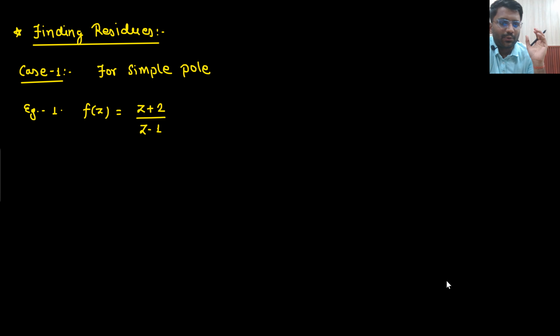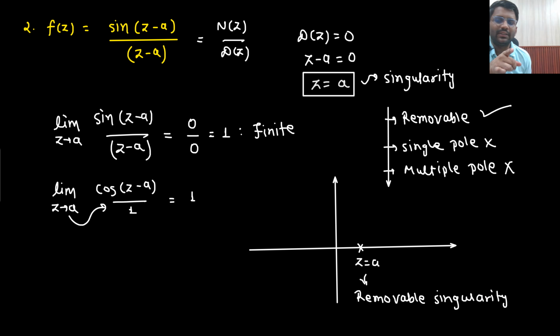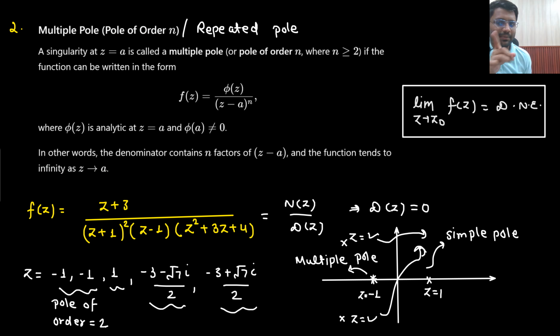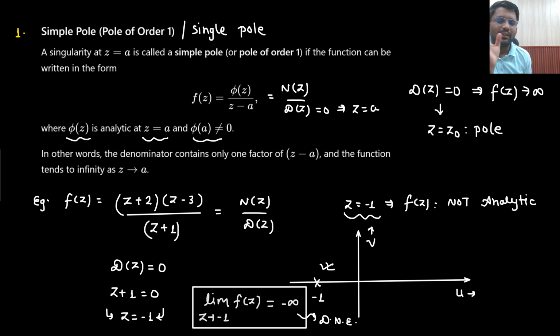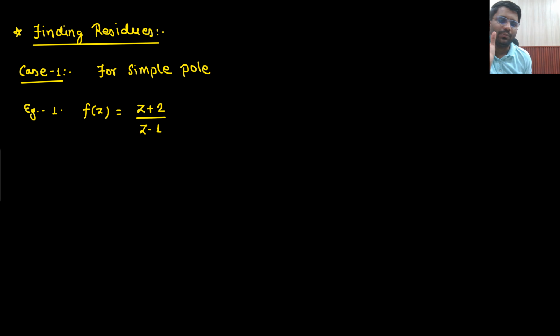So in this video, we are going to study about residues. In the last video, in the end, we studied about singularity. I hope you have revised the last lecture. Singularity, four kinds of singularity we have seen: essential singularity, removable singularity, multiple pole, and simple pole. These are very important to understand. If you understand these singularities, then only you will be able to understand the meaning of residue. Okay, because residue you find out for the singularities only.